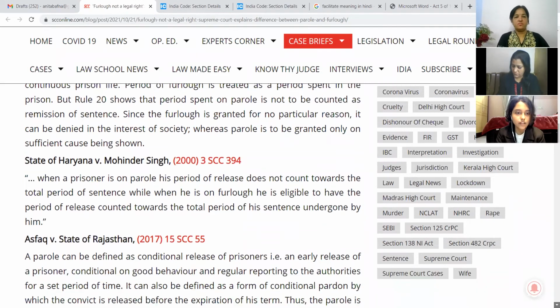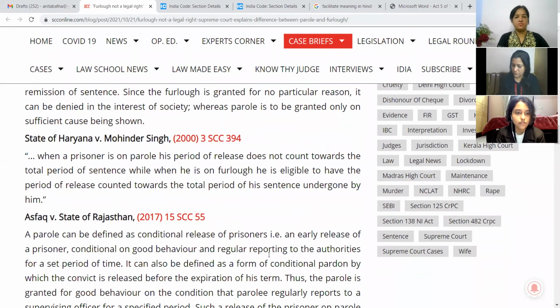In State of Haryana versus Mohinder Singh, when a prisoner is on parole, his period of release does not count towards the total period of sentence. While when he is on furlough, he is eligible to have the period of release counted towards the total period of the sentence undergone by him.